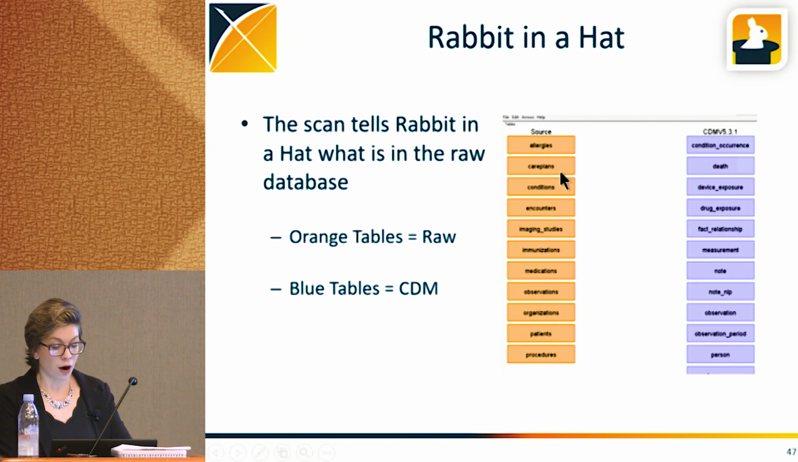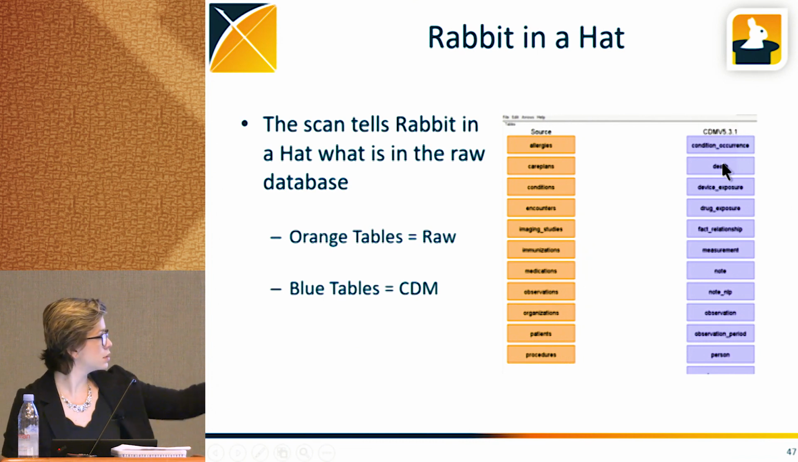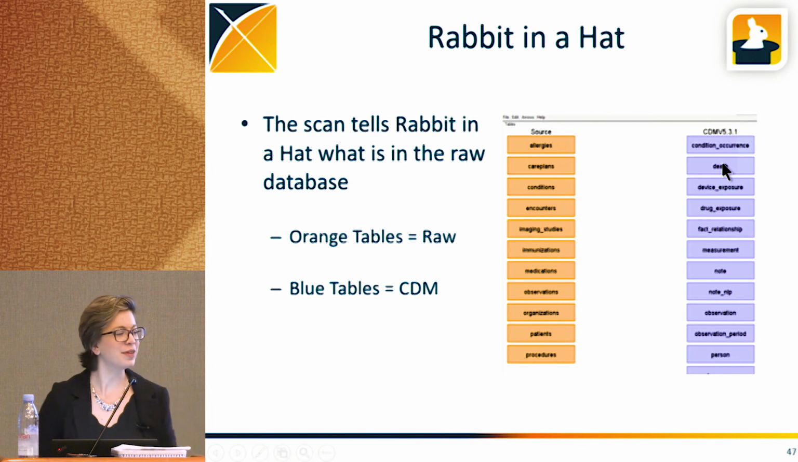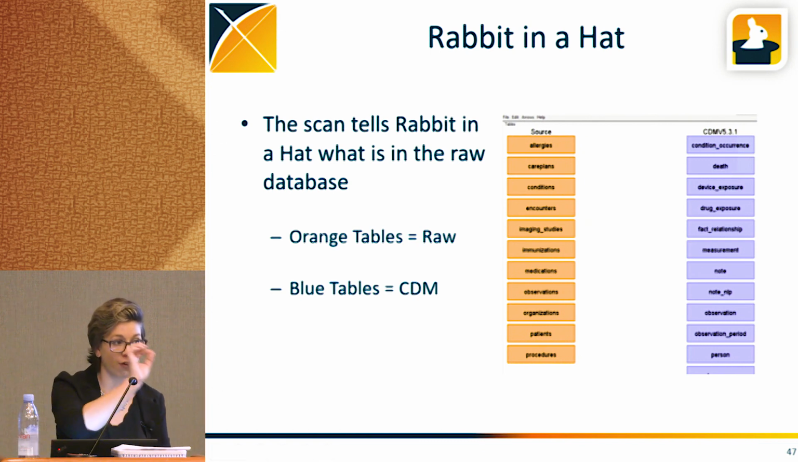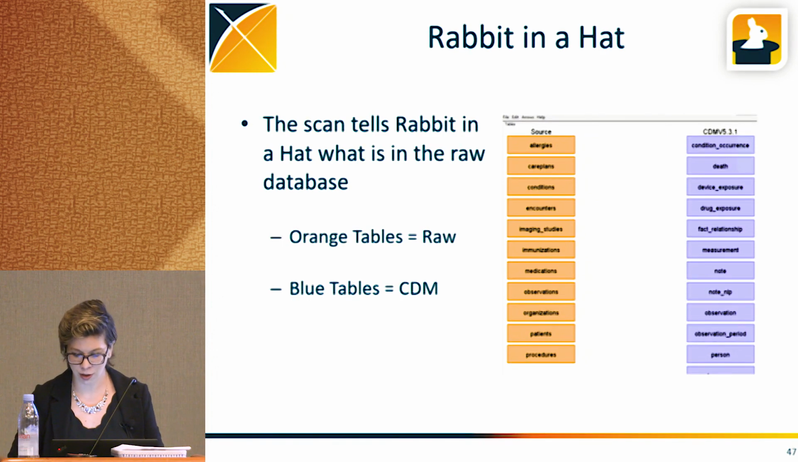So these are our Synthea tables. If you had your own data asset, once you run your scan, your tables will show up here. And on the right-hand side, the blue is the CDM, and then you can start to draw from the raw tables to the CDM tables, and we're going to work through that.